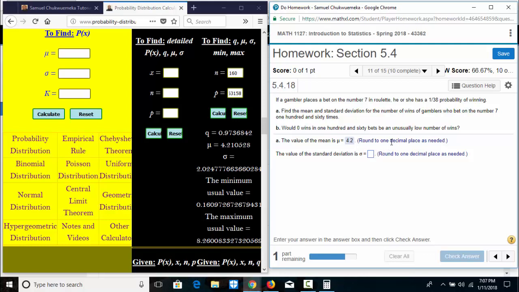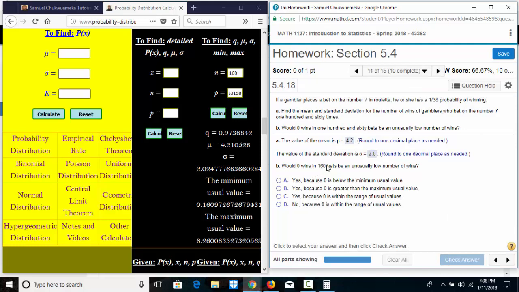Okay, so take that. Do not round intermediate calculations. But if you must, then round to a much higher number of decimal places than the number of decimal places required for the final answer. Okay. The standard deviation to 1 decimal place is 2.0.